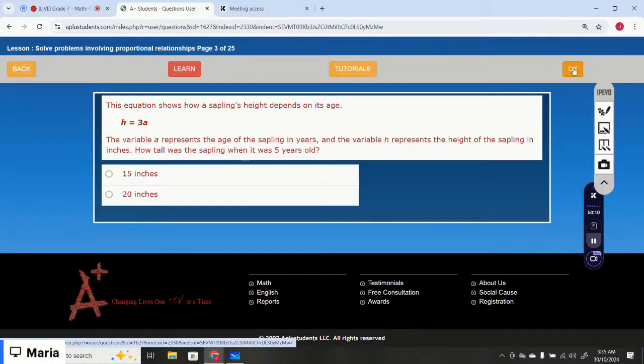The correct option is h equals 3a. You are given a equals 5. So, which is the correct option? 5 times 3 equals 15 inches. Option number 1 is the correct option.